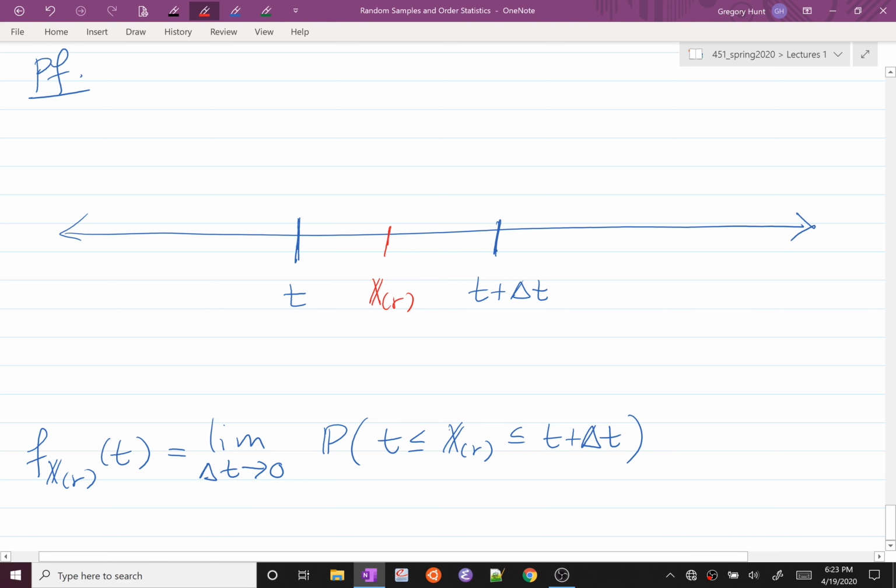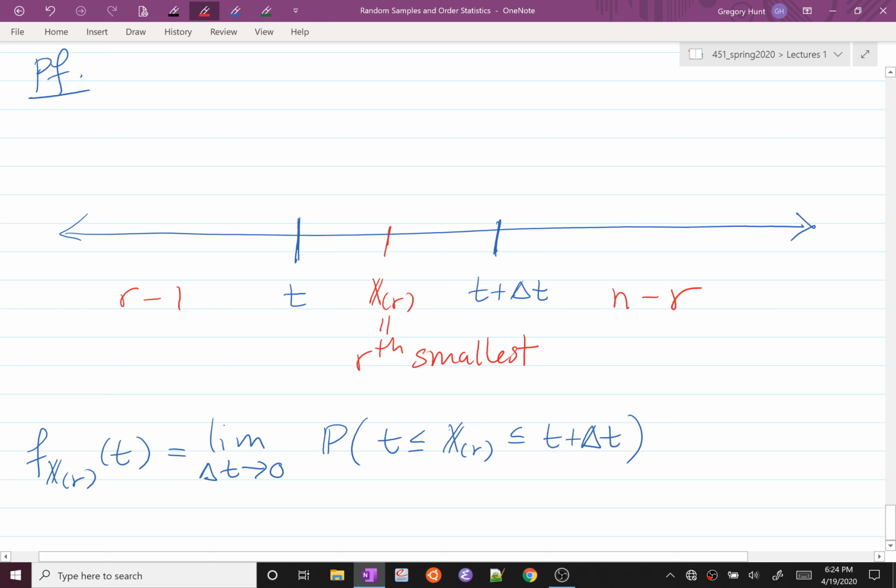So the rth smallest is there, and that means if only x sub r is in this interval, and as I shrink down, that means the probability x sub r is there is at t, right? So if x sub r is there, in total I have n values, so I'll have r minus 1 values less than it, and I will have n minus r values bigger than it, right? This is defined to be the rth smallest.